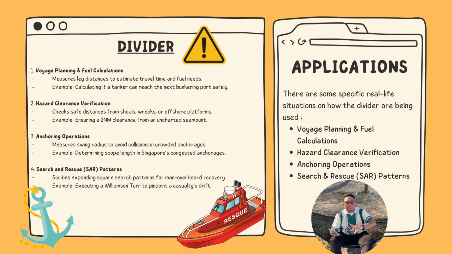The last one is search and rescue patterns. This is to describe expanding square search patterns for man overboard. By using a divider, you can calculate which type of turn is faster and more efficient to save your crewmate who has fallen from the ship.